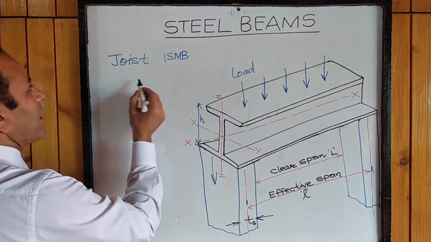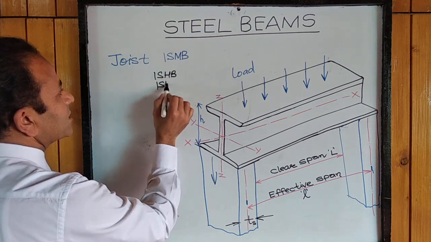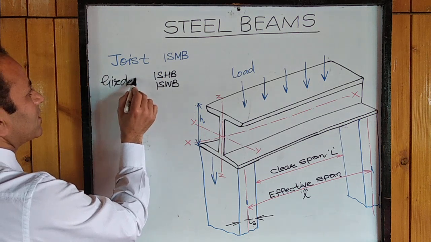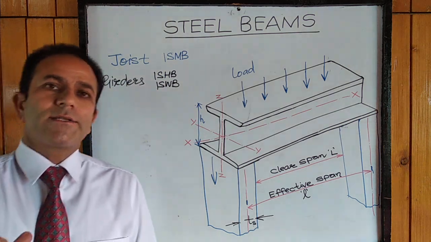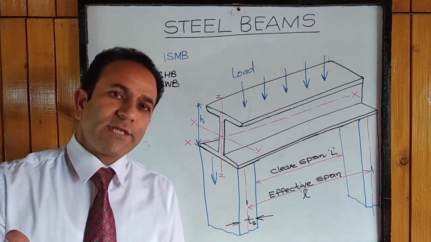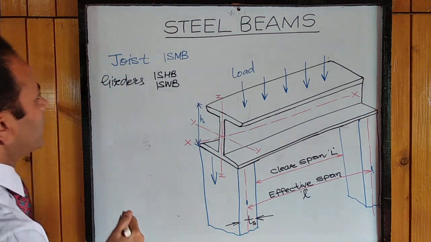Then we have some heavy beams where we may use ISHB, we may use ISWB, and those beams are known as girders. These girders are basically the primary beams which support the load from secondary beams also and then transfer it to the supports below.